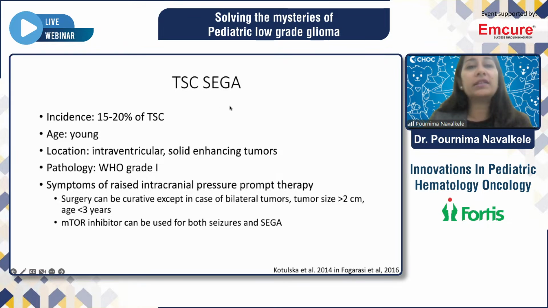So the incidence for TSC SEGA is 15 to 20% in TSC patients. And typically these are young patients, and the location of the tumor is intraventricular with a solid enhancing tumor in it. When the tumor is resected, it's typically WHO grade 1. What brings the patient into the hospital is typically symptoms of raised ICP, which needs prompt therapy. So surgery can be curative. The only exceptions are cases of bilateral tumors or large tumors or really young patients. The other option is mTOR inhibitors like everolimus, which can be used for both treatment of seizures and SEGA.